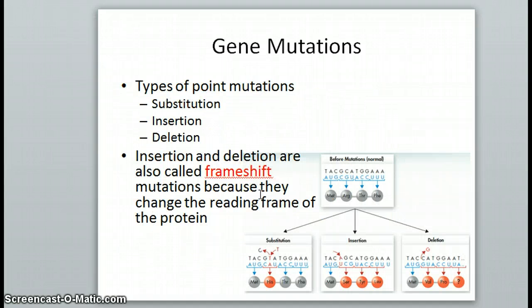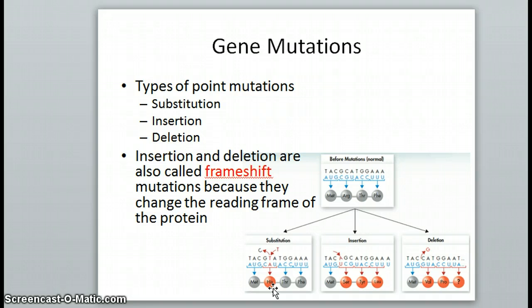There are three types of point mutations. Their name describes how the DNA is affected in each case. In a substitution mutation, one DNA base is traded for a different DNA base. As you can see in the first picture, only one amino acid was ultimately affected, and that was the one that contained the substitution mutation.